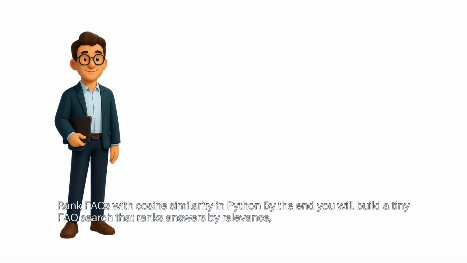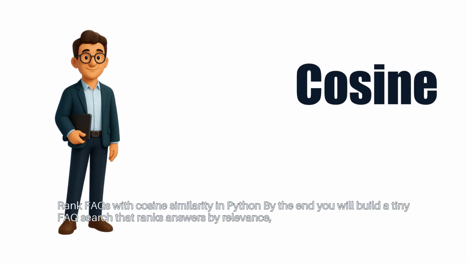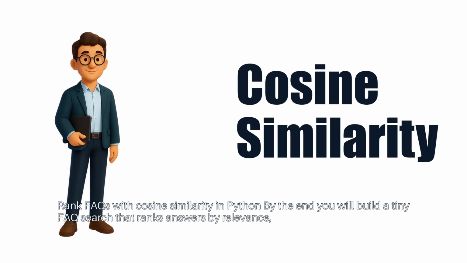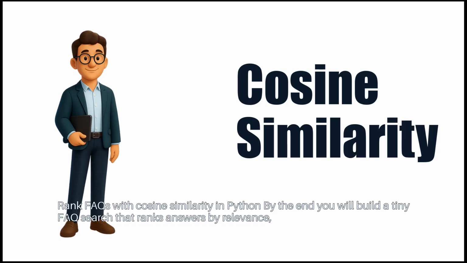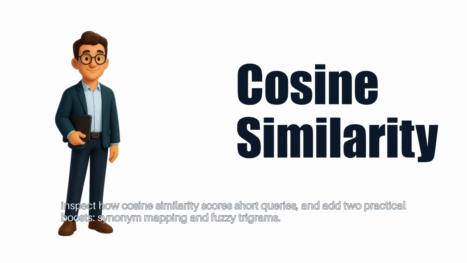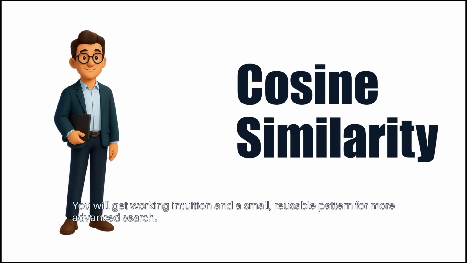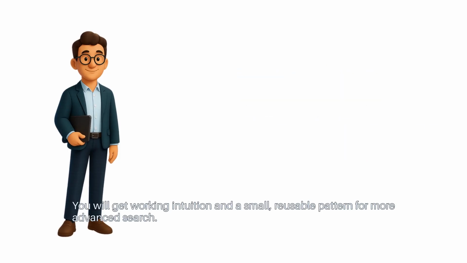Rank FAQs with cosine similarity in Python. By the end, you will build a tiny FAQ search that ranks answers by relevance. Inspect how cosine similarity scores short queries and add 2 practical boosts: synonym mapping and fuzzy trigrams. You will get working intuition and a small reusable pattern for more advanced search.